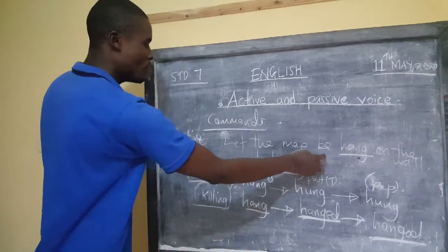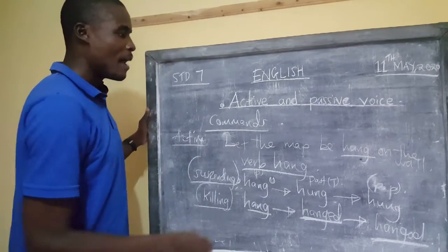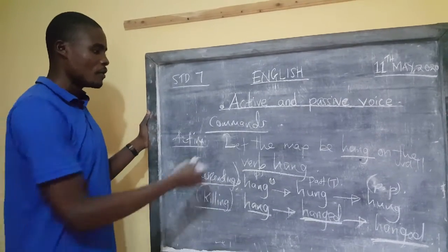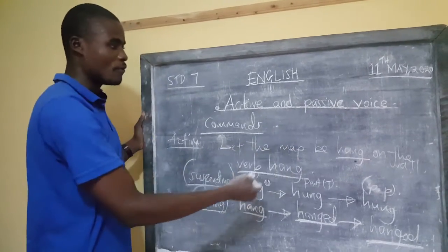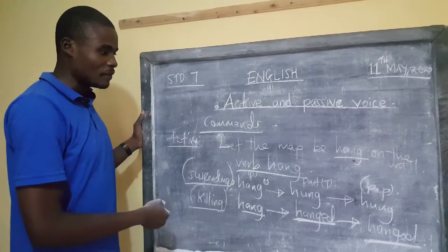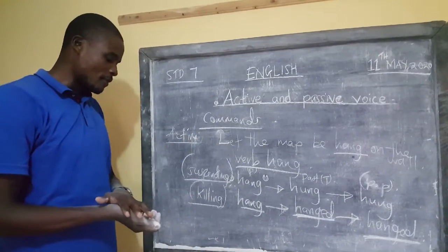That's why in our issue here, it was a map that was being hung. A map was being hung. So you can't say the map was killing itself. When we talk of a map, we talk of hanging for suspending, not hanging for killing. Lana, I hope we have gotten that part well.